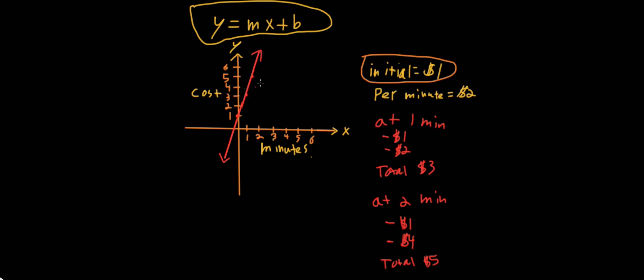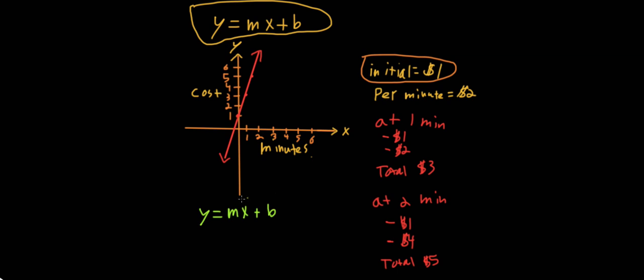What we can do here is represent this with an algebraic equation, and we can use the general equation y equals mx plus b. You might already have an idea of how to do that. If not, it's okay. We're going to go over it in this video. So let's start with the general equation y equals mx plus b. We're still going to use our taxi analogy. The first thing is x is our minutes.